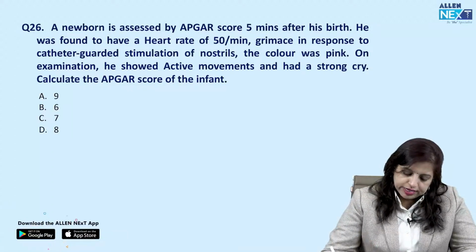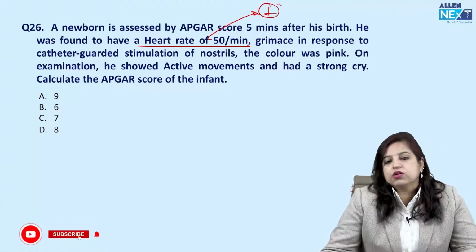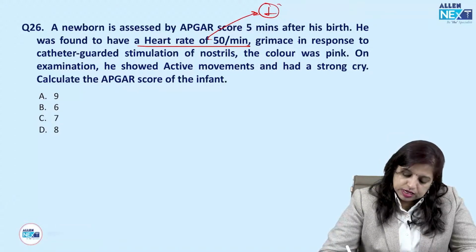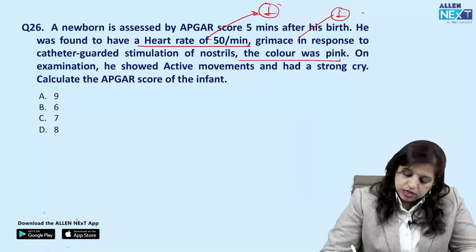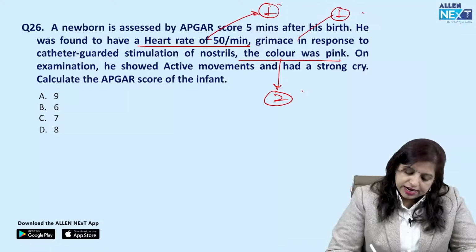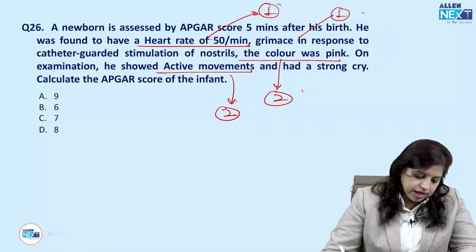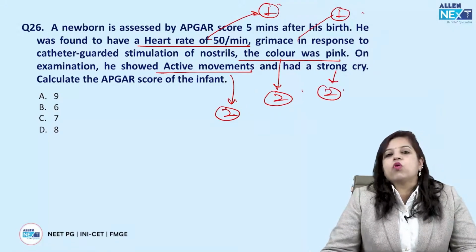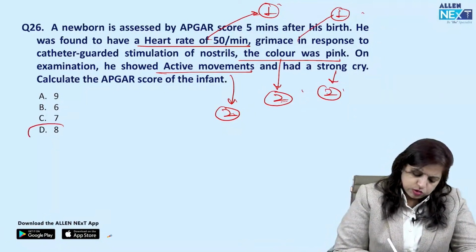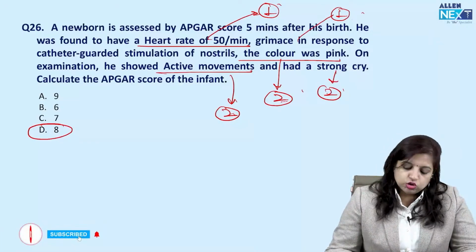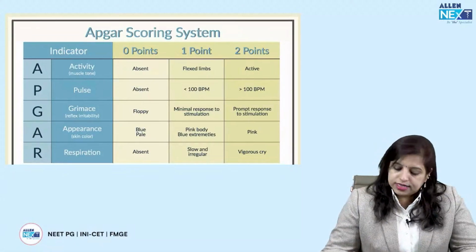So, let us calculate the Apgar score. Heart rate of 50 per minute. How much do I give? I give an Apgar score of 1 because less than 100 is 1. Then grimace in response, again I give an Apgar score of 1. Then color was pink, that means the whole of the child was pink. I give an Apgar score of 2. On active movements, again I give an Apgar score of 2, and strong cry I give an Apgar score of 2. Now what is the total score? So you can add 2 plus 2 plus 2 plus 1 plus 1. It comes out to be the Apgar score of 8 in this child. So you should be very thorough with your Apgar scores. A question which has been time and again asked in your examination, right?